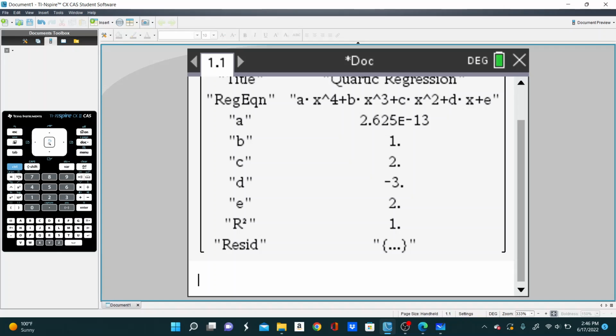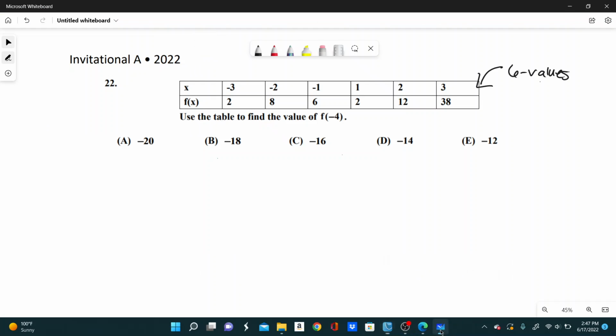So we're going to have something like x cubed plus 2x squared minus 3x plus 2. Sorry, the regression coefficient was throwing me off for some reason. Anyway, now that we found the equation, let's see what they're asking for.